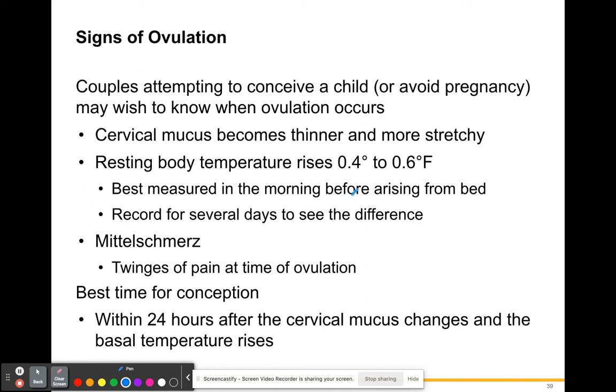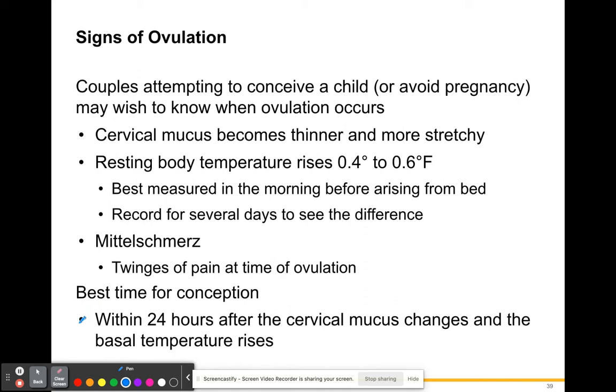This is best measured in the morning before getting out of bed, so that you have a baseline of the temperature from day to day. You have to record this for several days to see a difference. Sometimes there are twinges of pain at the time of ovulation. Those are called Mittelschmerz pains or Mittelschmerz twinges.